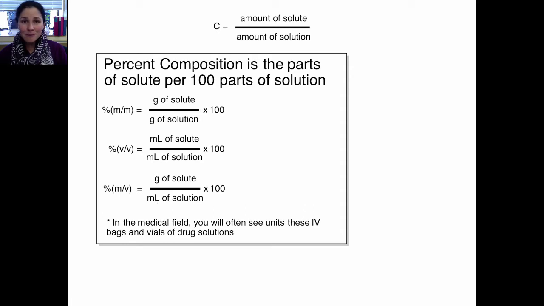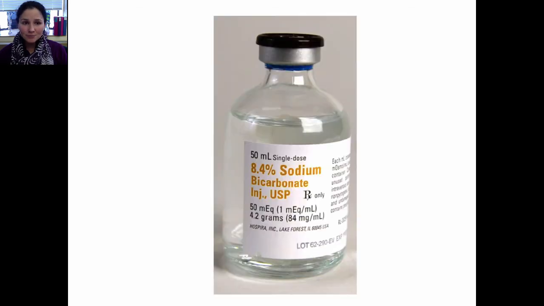Remember that the M for mass is sometimes represented by W for weight. Another useful form of these units is to use parts of solute per 100 parts of solution. I'll show you how to use this later in the video when I show you how to solve some problems. In the medical field, you'll often see these on IV bags and vials of drug solution.